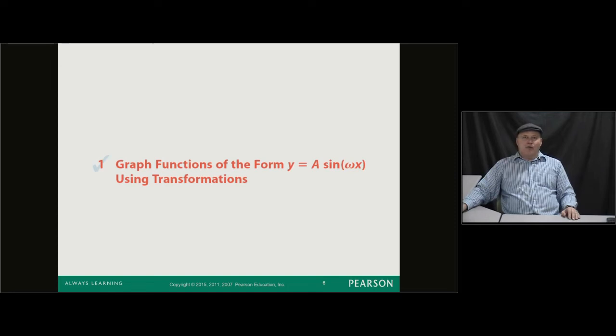Graphing of y equals a times the sine of omega x. They're using a Greek letter here.